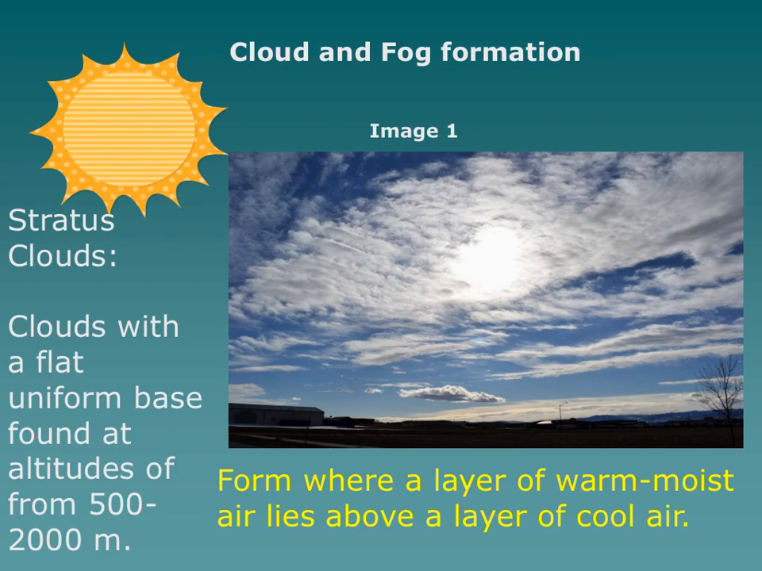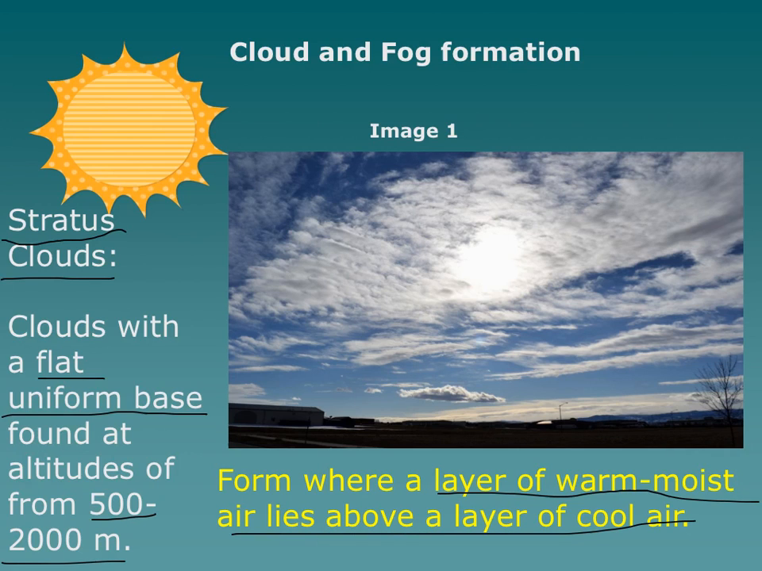First up are the stratus clouds. Stratus means flat, so they are long, flat, uniform clouds. They are low clouds, 500 to 2,000 meters. They make a layer across the sky, and they form where a layer of warm, moist air lies above a layer of cooler air. And so they make this long, flat pattern. You can kind of see they're almost like long sheets of clouds right there.